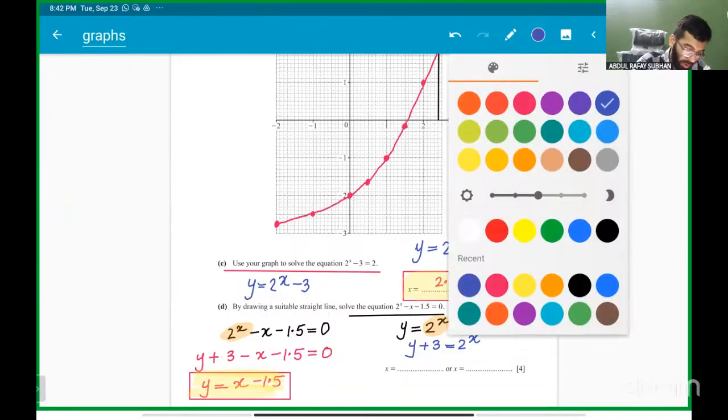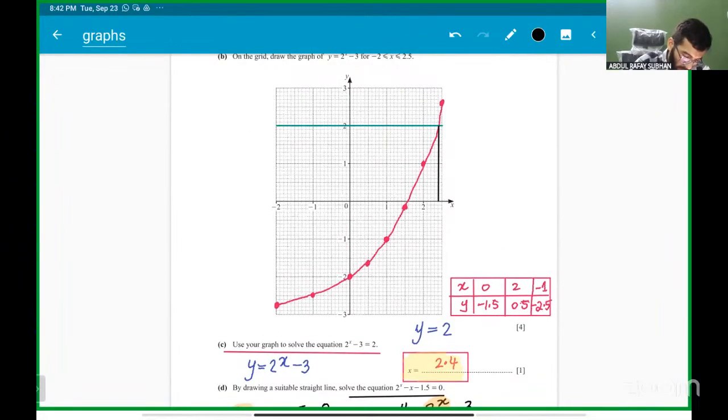So we have got the 3 points. Let's plot them. When x is 0, we got negative 1.5. When x is 2, we got positive 0.5. And when x is negative 1, we are getting negative 2.5 as well. This is matching. So at negative 1 we get negative 2.5, and by joining these, a line will be formed.